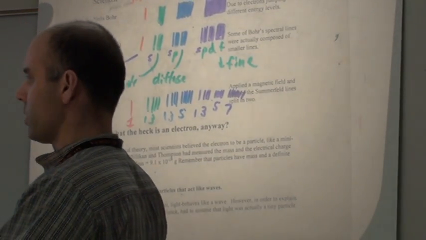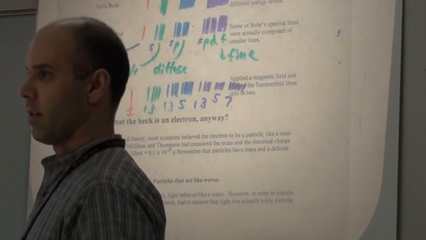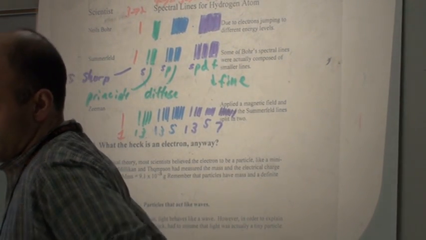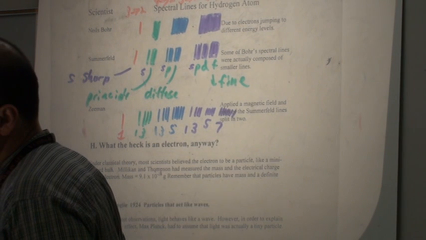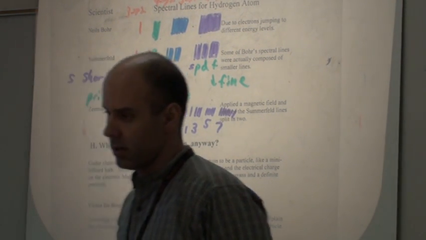So any questions so far? Mr. Strauss? Yep. It says that each of the Sommerfeld lines split in two. Does that just mean they broke apart, not specifically into two? Correct. Just making sure. Yes.